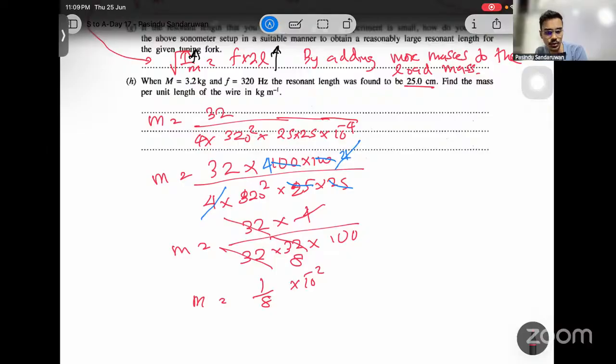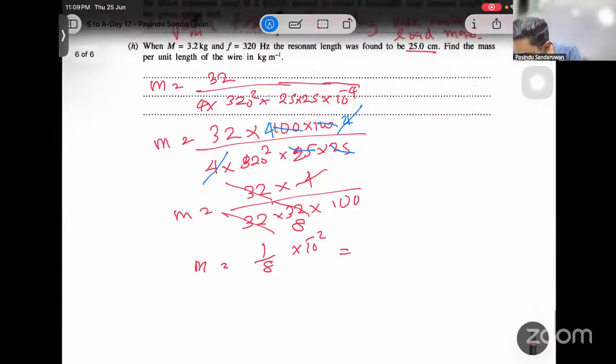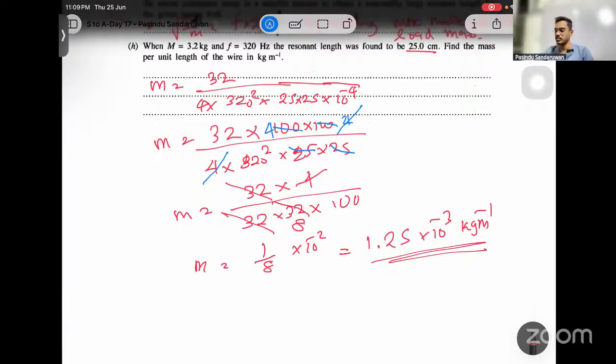1 over 8 is 0.125. Then 0.125 adjusted is 1.25 times 10 to the power minus 3. That is in the standard unit now, kg m^-1. That's a small simplification.